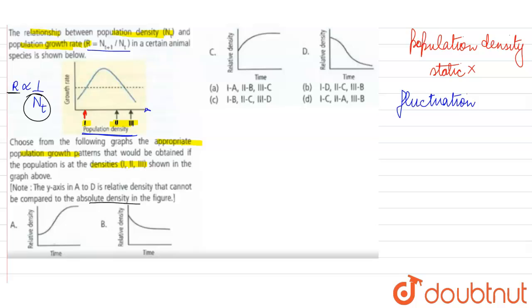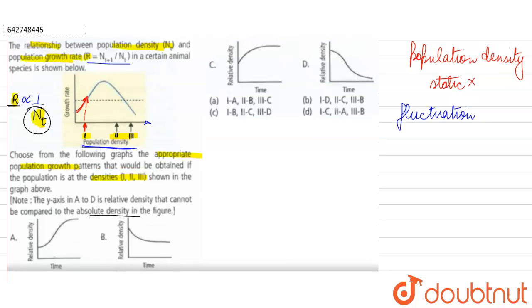So over here we can see that when the population density is at point 1, the growth rate is increasing, the growth rate is on the rise. So according to the relation that was given to us before, if growth rate is more, that means the population density is going to be relatively less because they are inversely proportional. So we can say that at point 1, because the growth rate is increasing, the relative population density must be decreasing. So out of the given graphs, we can select graph D for population density 1, because over here we can see that with the passage of time the relative density is decreasing.